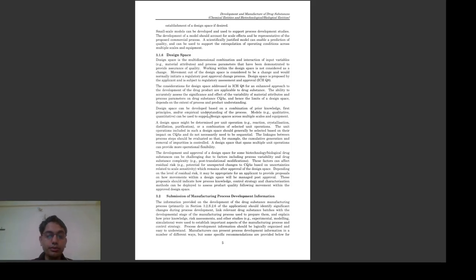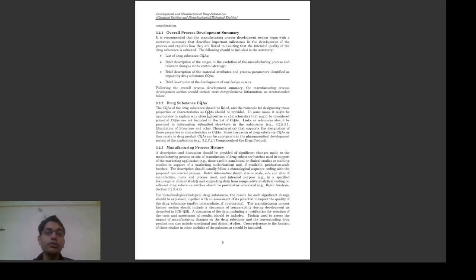Process development information should be logically organized and easy to understand. Manufacturers can present the process development information in a number of different ways, but some specific information is provided below for consideration. Overall process development summary. It is recommended that the manufacturing process development section begin with a narrative summary that describes the important milestones of the development of the process and how they are linked to assuring that the intended quality of the drug substance is achieved. The following should be included in the list of drug substances.